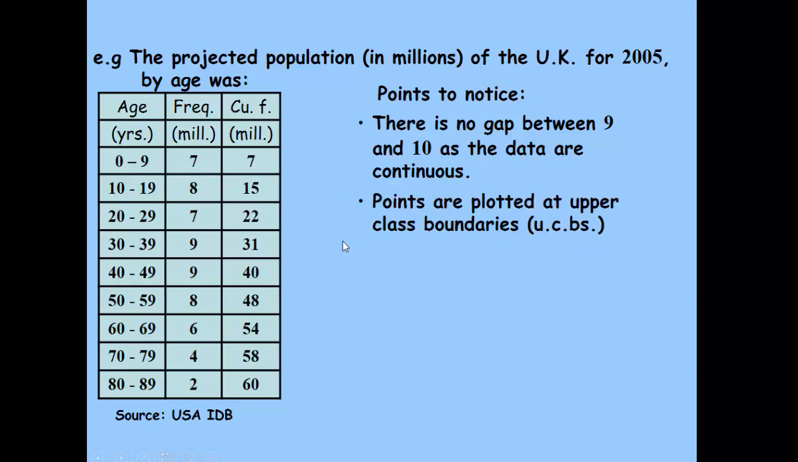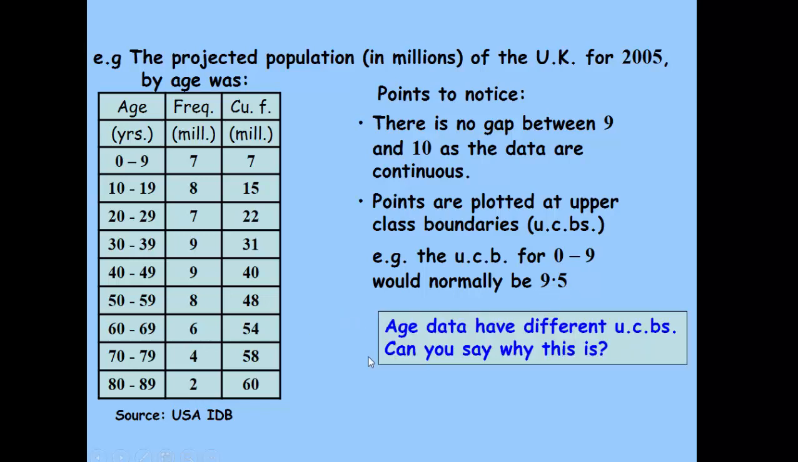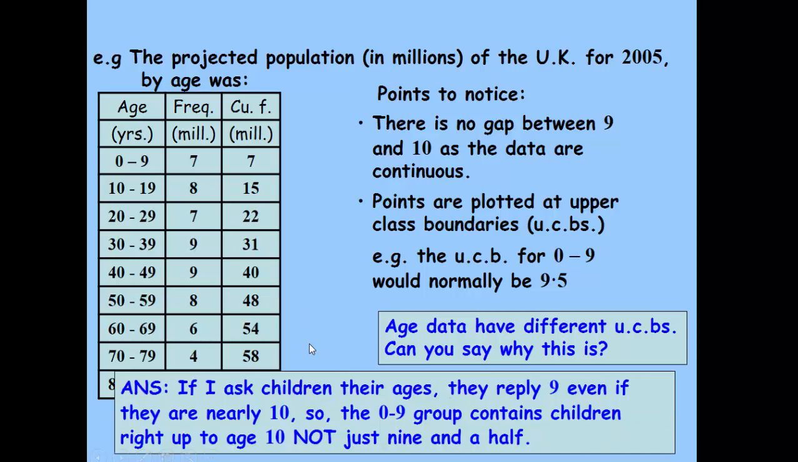We use the upper class boundaries to plot data for cumulative frequency graphs. Normally we would look between 9 and 10 and we would have the upper class boundary at 9.5. However, as it's age data, we know that everybody up to 10 is in this category. Everyone between 10 and 20 is in this one. So we'll just have it at 10, 20, 30, 40 and so on.